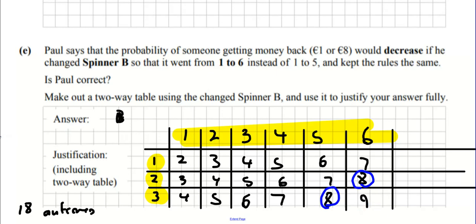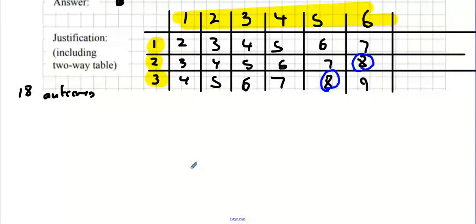Okay, and that is 2 out of 18. And 2 out of 18 is 1/9. And 1/9 is larger than 1/15. So therefore, the odds actually increase. Paul is not correct.